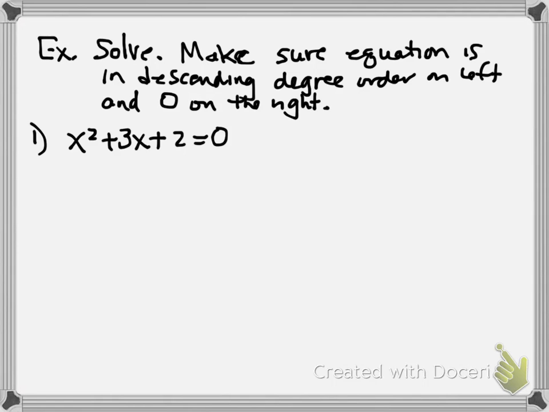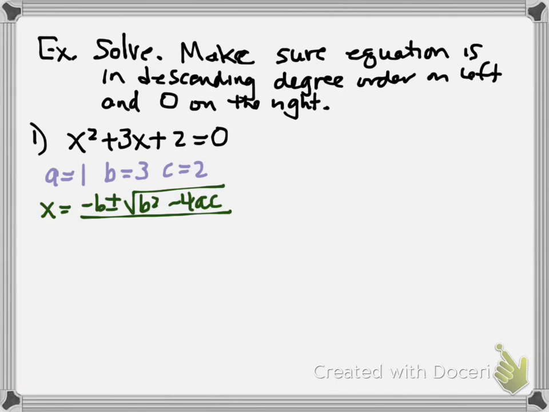So is it in descending degree order on the left, 0 on the right? So it's in our standard form. So now our job is to identify A, B, C, just like we've been practicing. So what's the A value? B value? C value? Now remember before when we were doing the axis of symmetry, we kind of ignored the C. We don't ignore the C anymore. Why? Because this is the quadratic formula. X equals negative B plus or minus square root B squared minus 4AC all over 2A. So now all I do is start substituting in the A values, the B values, and the C values.